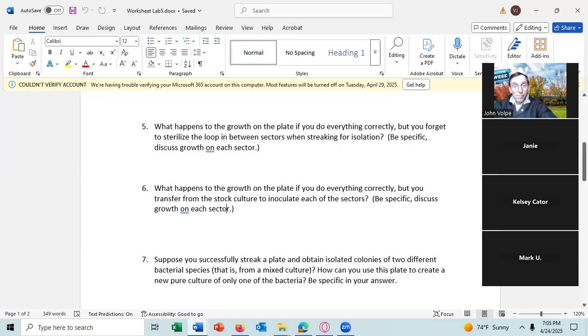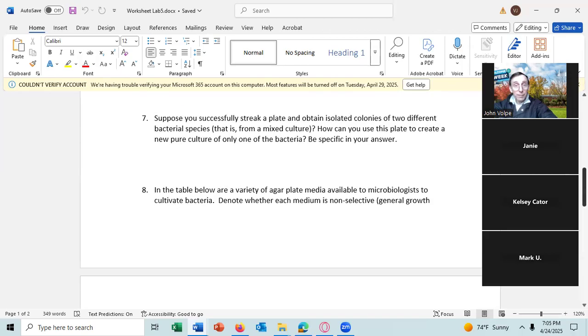7. Suppose you successfully streak a plate and obtain isolated colonies of 2 different bacterial species on the plate, meaning you streaked out from a mixed culture, and then you notice the plate has 2 bacterial species growing on the plate. How can you use this plate to create a new pure culture of only one of the bacteria? Be specific in your answer, telling me the steps you do to get out a pure culture.